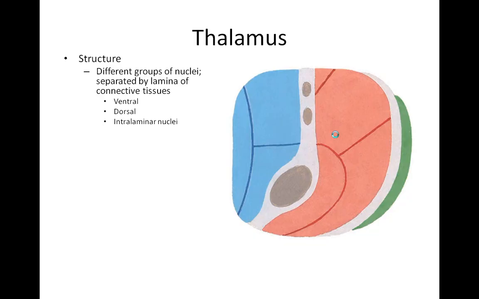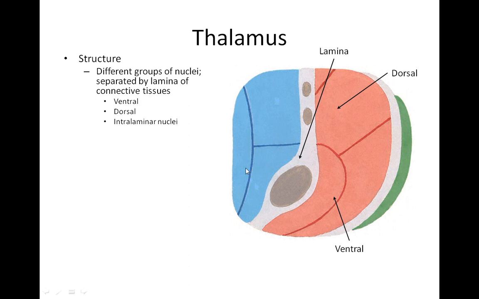The structure of the thalamus is quite complex and is actually the subject of highly advanced study in neuroanatomy, but the basic thing that you have to understand with the thalamus is, number one, it's shaped in the form of an egg. Number two, the nuclei can be separated into different groups, and it's usually separated by lamina of connective tissue, which is shown here. Nuclei or cell bodies within the thalamus are located mainly in dorsal and ventral groups, and also within the lamina themselves, and these are the intralaminar nuclei, which haven't been labelled.